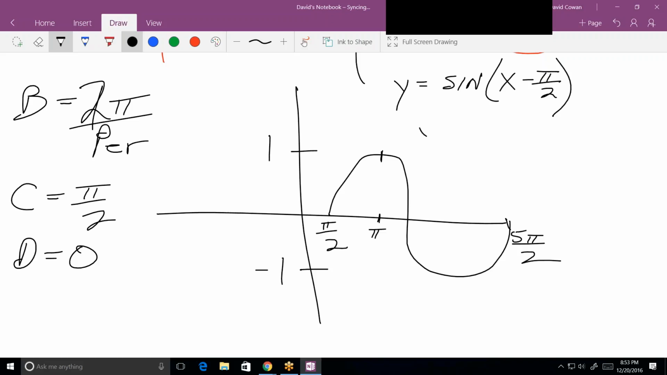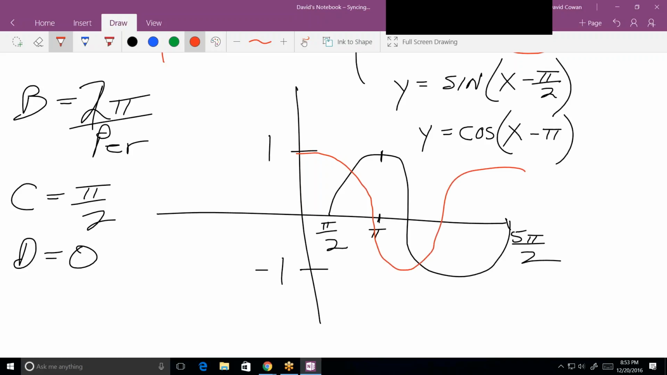So I could write it as a cosine curve. Exactly the same, only the cosine curve has been shifted by pi, right? From a normal cosine curve. In other words, a normal cosine curve starts there and goes like this. Well, if this is the start of my cosine curve, it's exactly pi to the right of a normal cosine curve. So I could also call this black curve a cosine curve that had been phase shifted by pi instead of pi over 2.